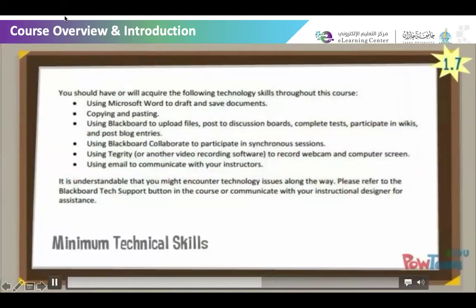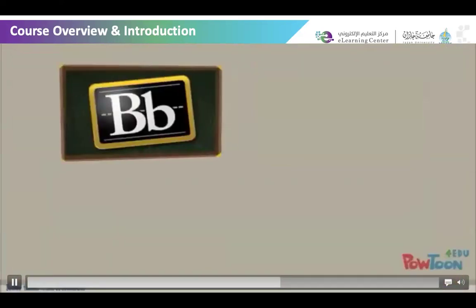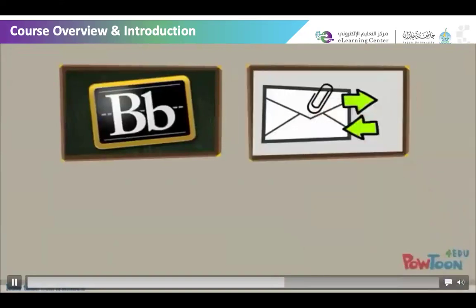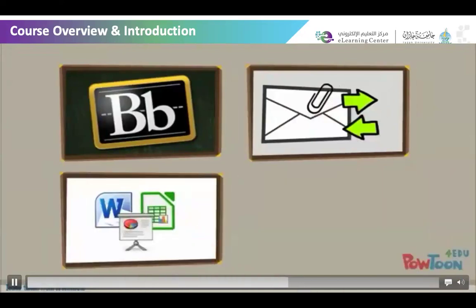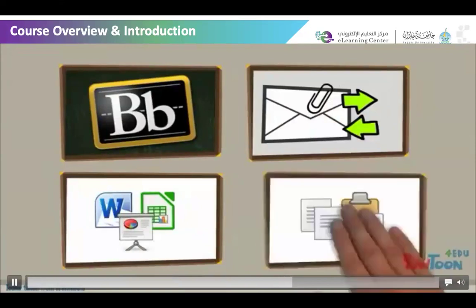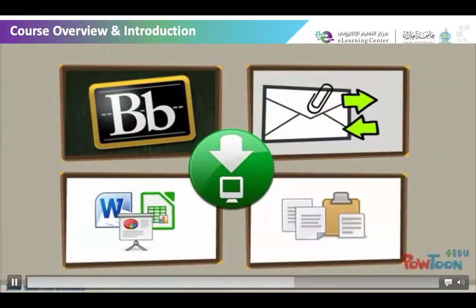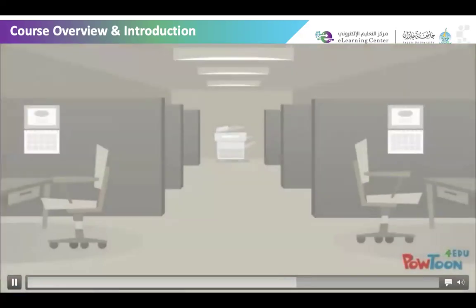The minimum technical skills expected of the learner are clearly stated. These explain general as well as course-specific technical skills learners must have in order to succeed in the course. Examples include using the learning management system, which is Blackboard, sending and receiving emails with attachments, creating files in commonly used word processing, spreadsheet, and presentation programs, copying and pasting, downloading and installing software.